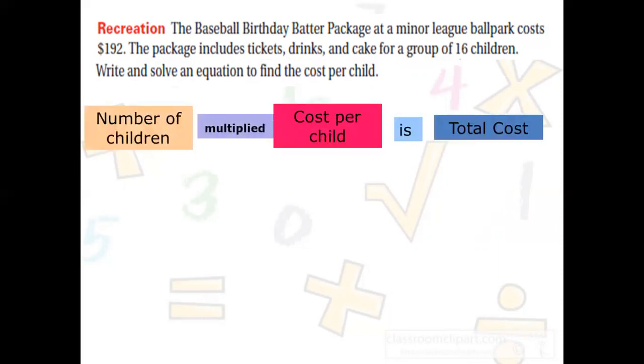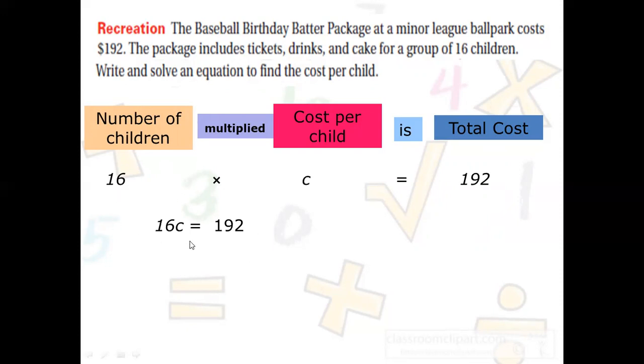Okay. Now how do you write the equation for multiplication? We have number of children, that's 16, okay, multiplied by the cost per child. So we are finding the cost per child. If you multiply the number of children by the cost of one child, that will give you $192. So we are writing the equation for multiplication, but we will divide because we have to solve it. How are you going to solve it? 16c. We can write 16 multiplied by c as 16c, right? Equals 192. So this is going to be your equation.